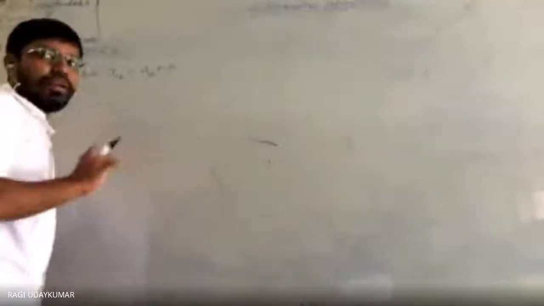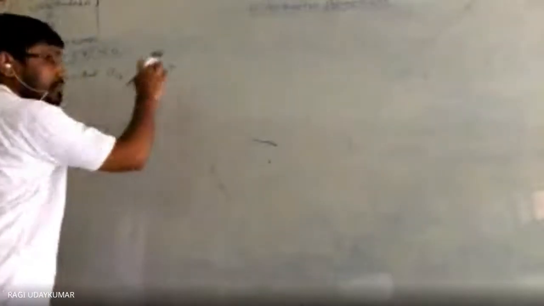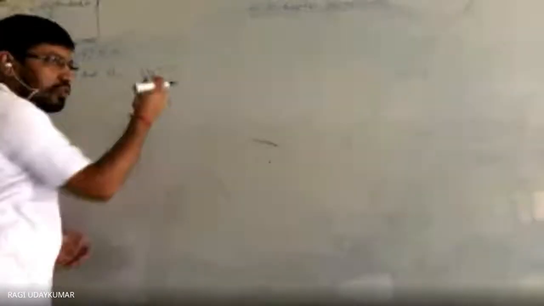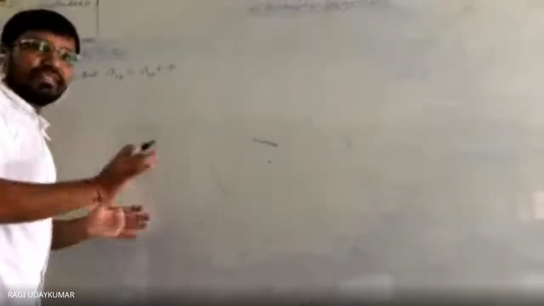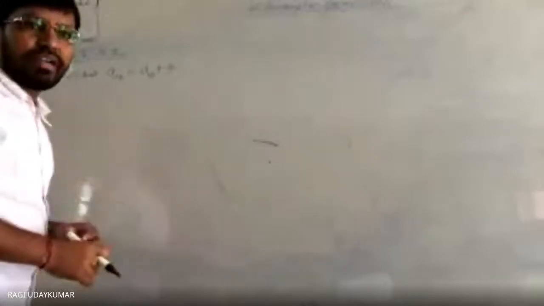So it is exceeding by 7. It is exceeding the 10th term by 7. That means if we add 7 to the 10th term, then we are going to get the 17th term. So this is the condition given to you, and find the common difference is given.